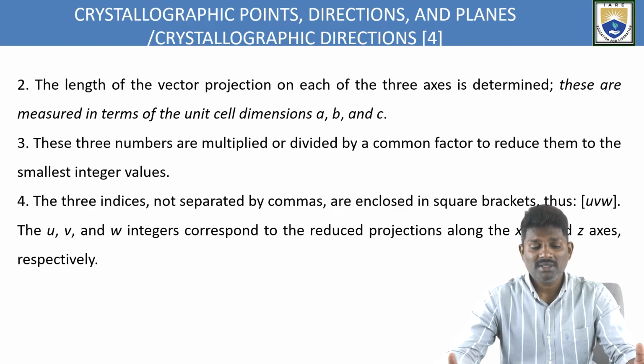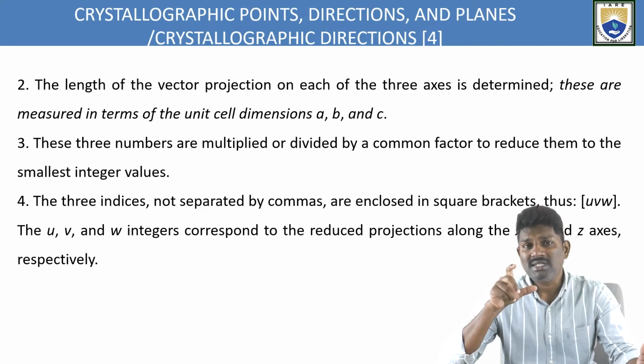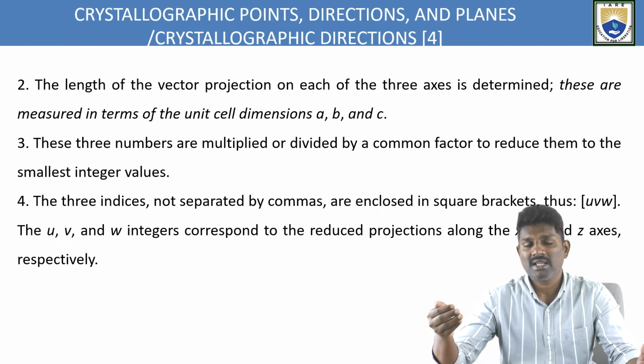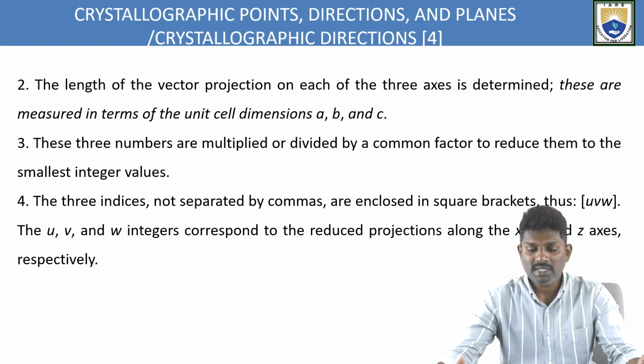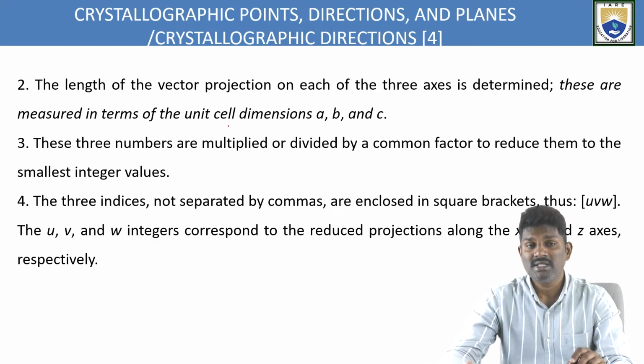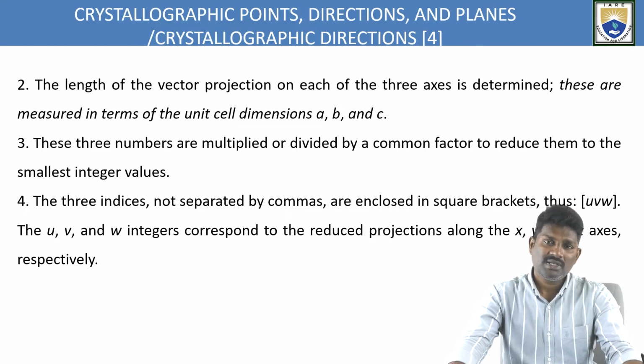The second thing is what? The length of the vector projections on each of the three axes has to be determined. So we have to determine the distances along the x, y, z directions. When you know the distances along the x, y, z directions, then it is very easy for us to specify any point in the unit cell. So this is the second thing you have to know. That means these are the measured lengths of the unit cell, that is, whatever the a, b, c values are given in the unit cell. So that is the second point.